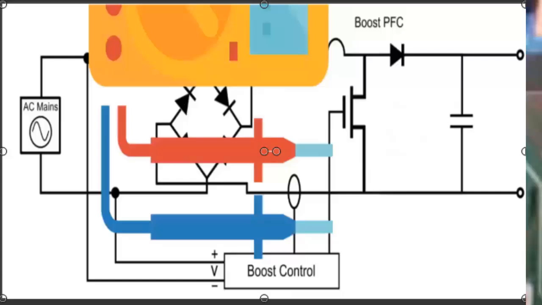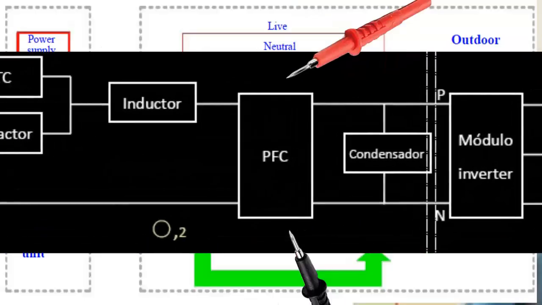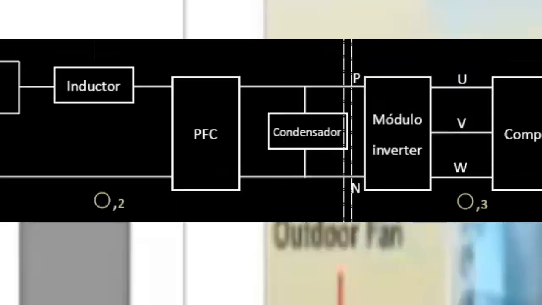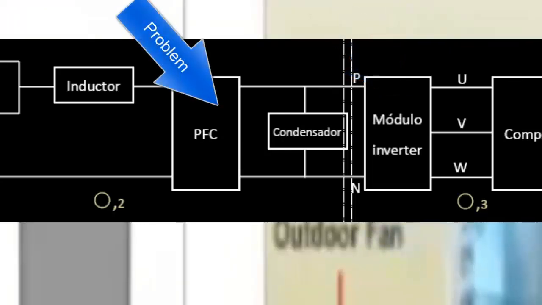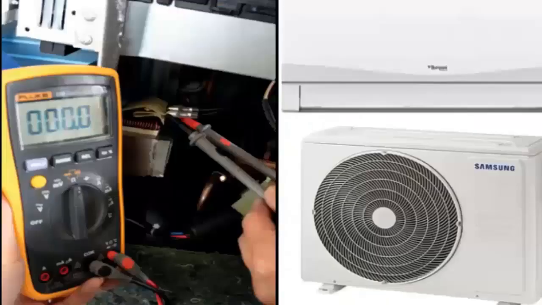10. If there is no apparent damage, measure the DC voltage between DC positive and DC negative. If the voltage is approximately 300 volts, the problem is in the power supply. If the voltage is 0, the issue is in the PFC, power factor correction, circuit. 11. Before making any replacements, it is recommended to measure the electrical continuity in the reactor located in the outdoor unit using a multimeter set to the continuity scale.